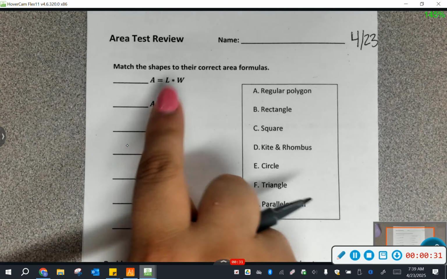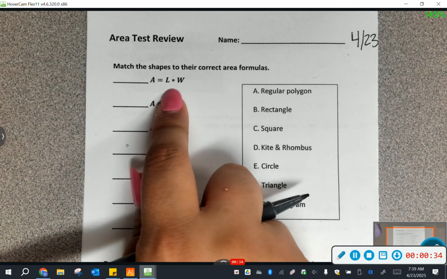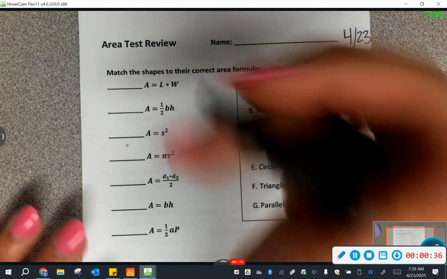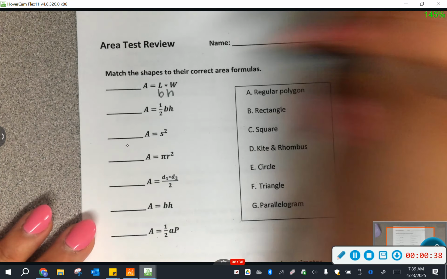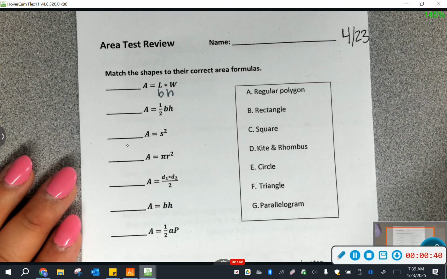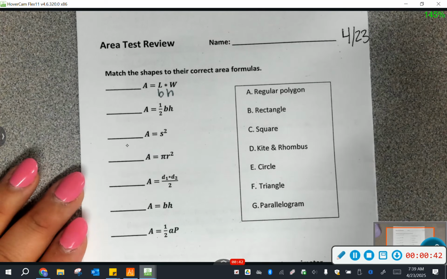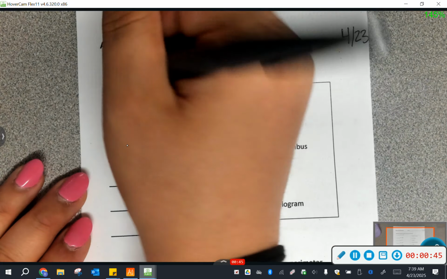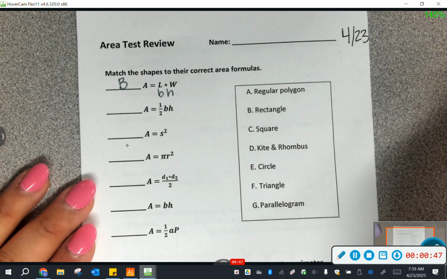I do want to tell you, length times width we never talked about. I just want you to know that length times width is the same thing as base times height. So honestly, you could put G, you could put B. I'm going to put B on this one. If you put G, you're not wrong.